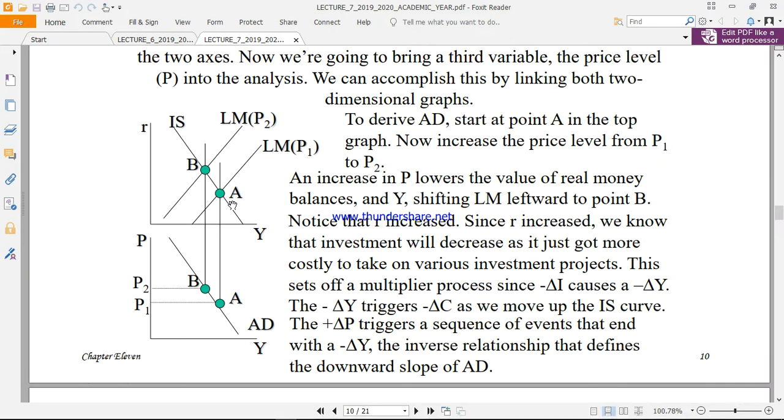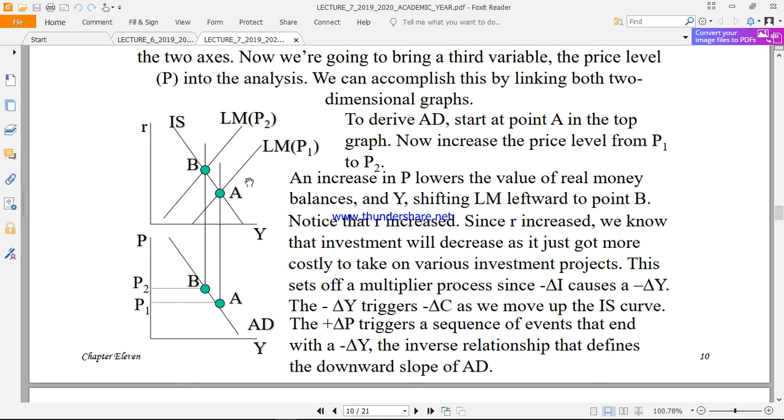So because of that, the purchasing power reduces from that level to that level because of an increase in price from P1 to P2. Okay? So an increase in the price level P lowers the value of real money balances and the output, shifting the LM leftward to point B. So the whole thing is happening because of an increase in the price level.